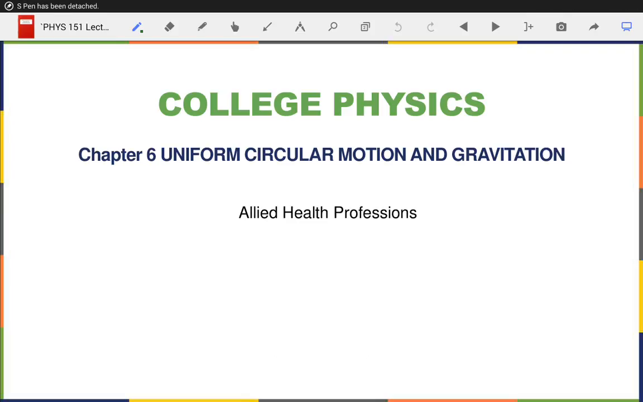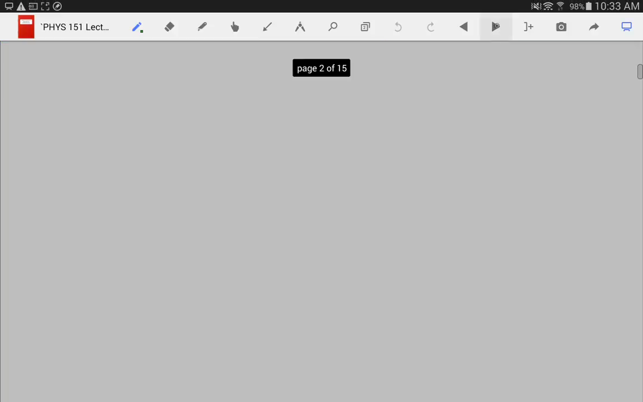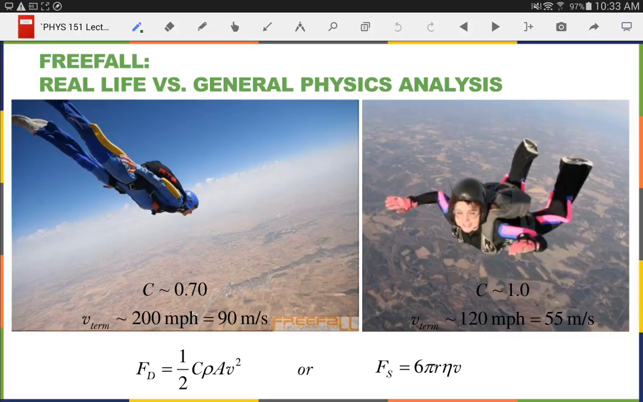We're going to finish up with 2 quick slides and then move on to material that is from Chapter 6. So the 2 quick slides. Number 1, turn off some lights so you can see my fainter print there. Real life versus general physics for a falling object.